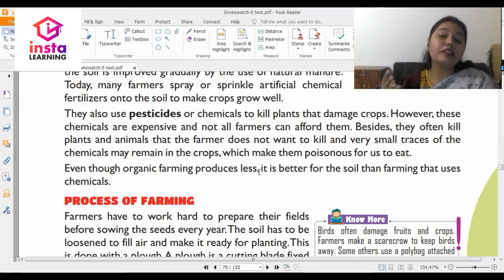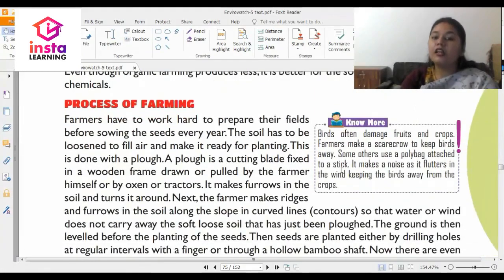And this is the reason that we always say that when you buy vegetables from the market, always wash them before cooking. Even though organic farming produces less, it is better for the soil than farming that uses chemicals. Now we talked about the process of farming.